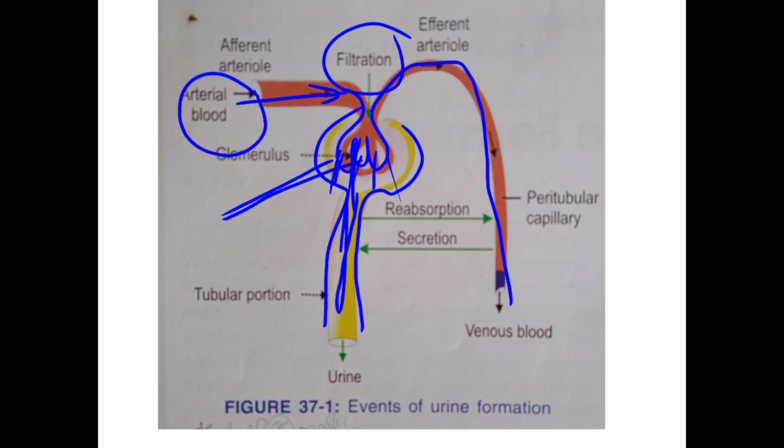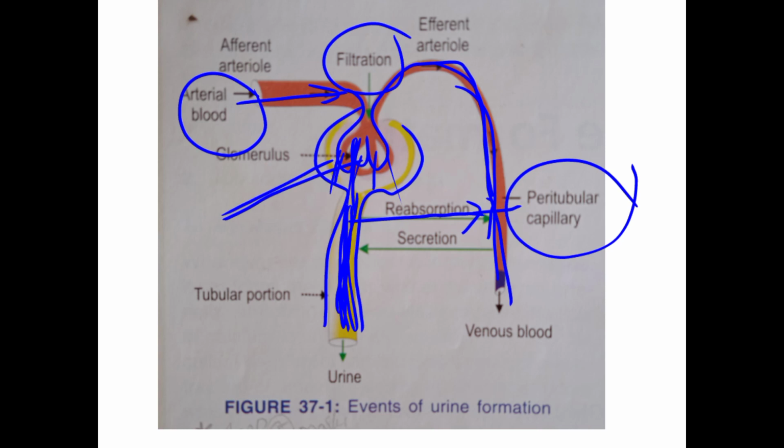When it is passing through the tubular portion, important substances get reabsorbed back into the efferent arterioles, which are continuous with the peritubular capillary. That goes back to the venous blood, and from the peritubular capillaries the waste substances get secreted back into the tubular portion, and that will be excreted along with the urine. So this is the basic step.